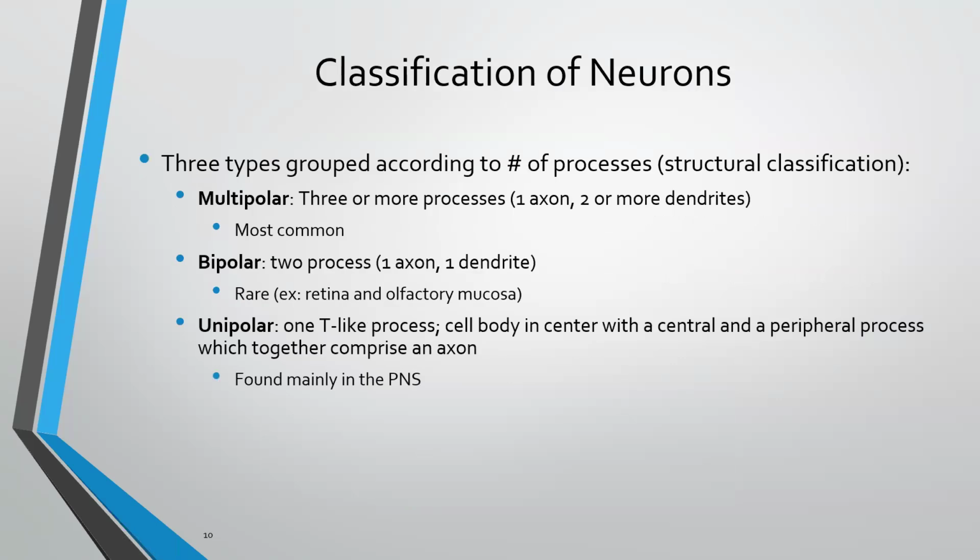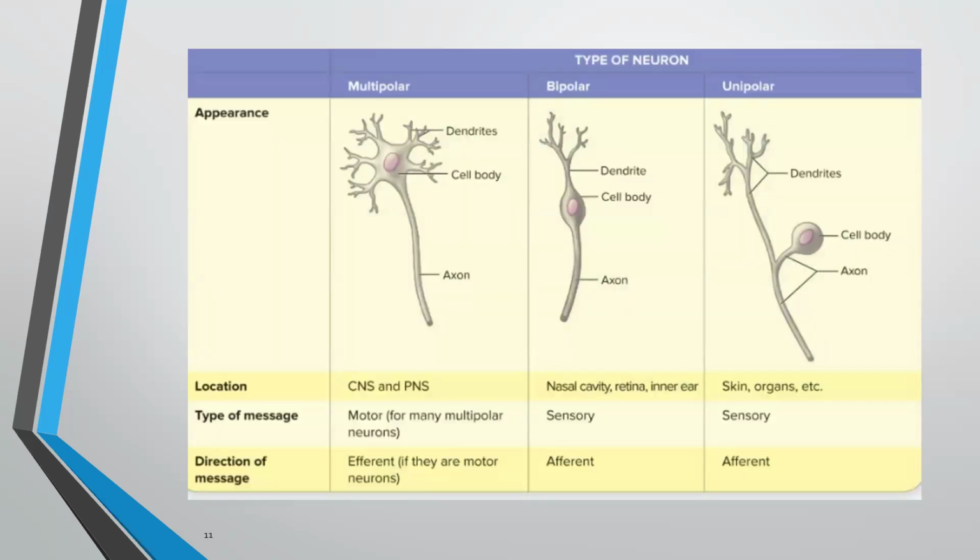All right, so classification of neurons. They're classified structurally. So you have multipolar neurons, which have many processes. You have bipolar neurons that have two, and unipolar neurons, which have a single T-like process. Here are pictures of what those look like and where they can be found. This is a really good chart to look at and compare the differences.